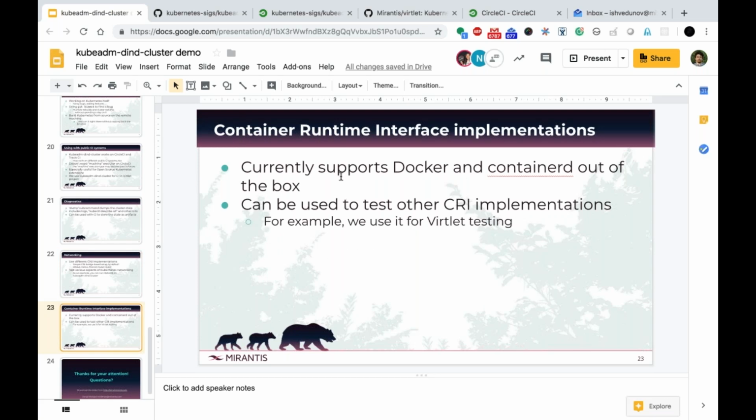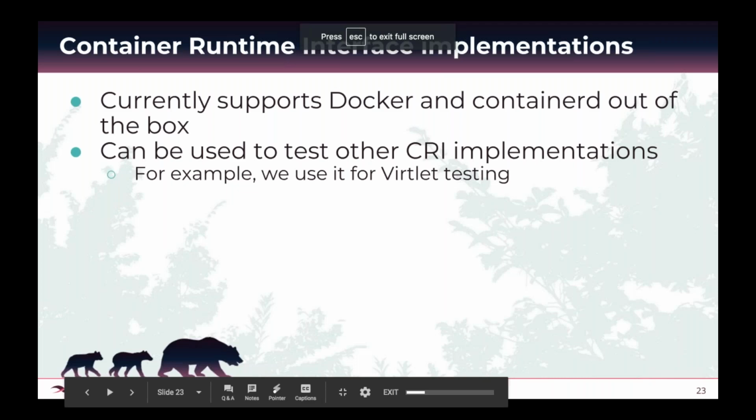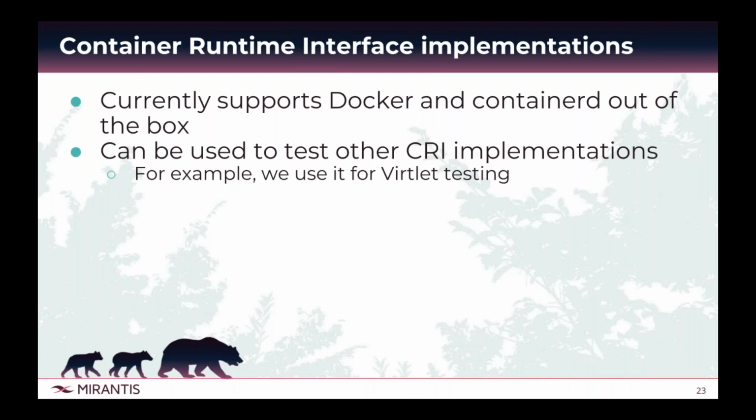Concerning container runtime interface implementations, right now Kubernetes supports multiple container runtimes. It's Docker by default, but you can also use containerd and CRI-O, for instance. And if you want to test containerd for your application or a Kubernetes extension, KDC can help here. It supports containerd out of the box, so you just pass the DIND_CRI=containerd environment variable, and you will have containerd instead of Docker.